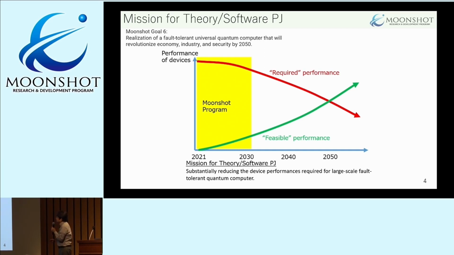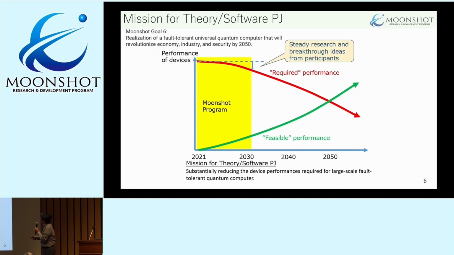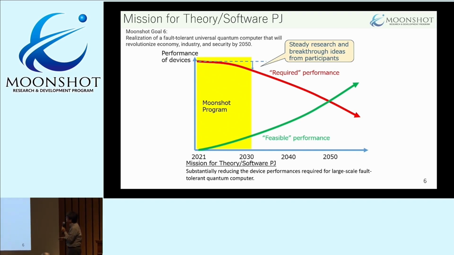Now, what can we do toward this goal? At this point, I would like to introduce project PIs. Currently, there are 14 groups, and these are very strong theoreticians from institutes all over Japan and have expertise on various subjects. With these PIs, I'm pretty much sure that the steady research and breakthrough ideas will lower the bar here significantly at the scheduled end of the Moonshot program. But we now have a very unique opportunity to gather a wide variety of researchers. So I would like something more, something that helps to accelerate the trend of this curve.